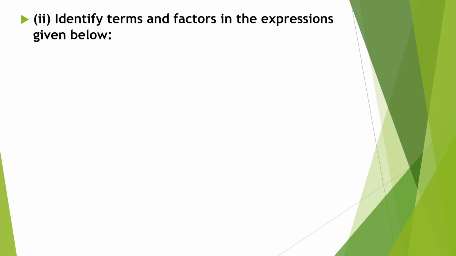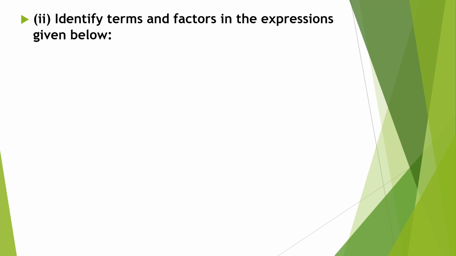Now we move to question number 2, second part. Identify terms and factors in the expressions given below. In the first part we have identified and represented by a tree diagram. Here you have to just identify terms and its factors. So children, you should make 3 columns. First one is for expression, and the second one is for terms, and the third one is for factors.